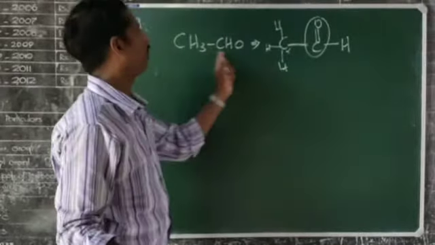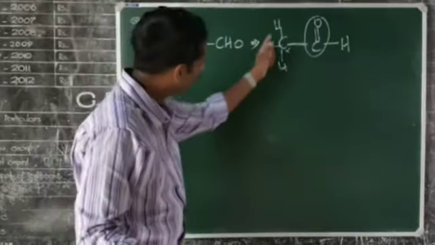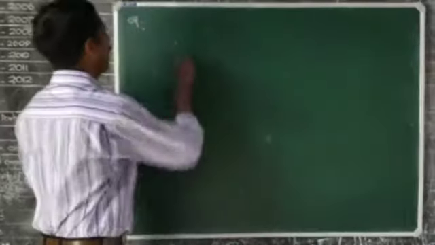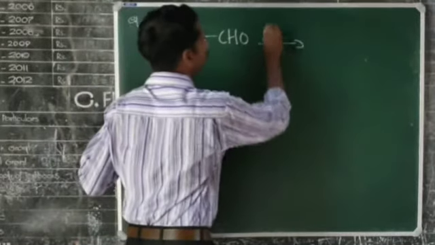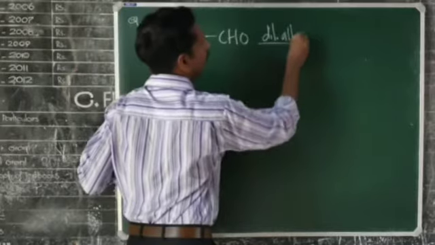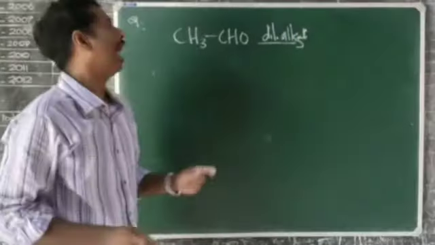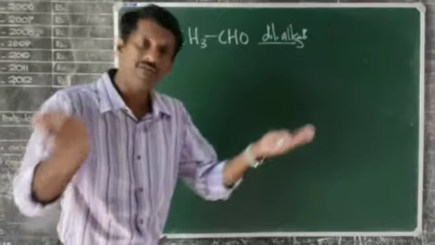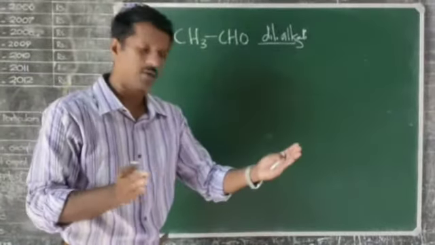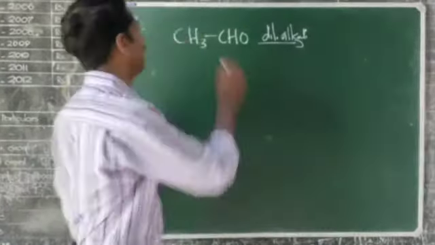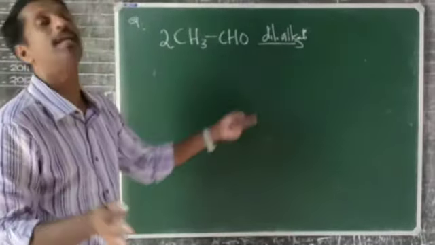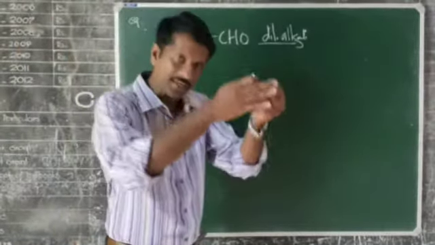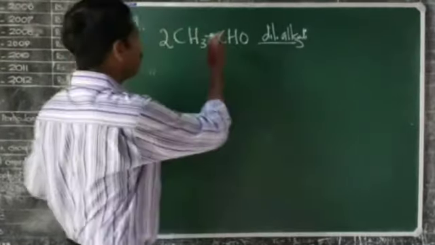So this type of aldehydes or ketones having alpha hydrogen atom, when treated with aqueous alkali, dilute alkali, that means CH3CHO, when treated with dilute NaOH or KOH, will undergo self-addition. That means one molecule will be added to another molecule. That means here we need two molecules of aldehyde or ketone. Then only they will undergo self-addition reaction.